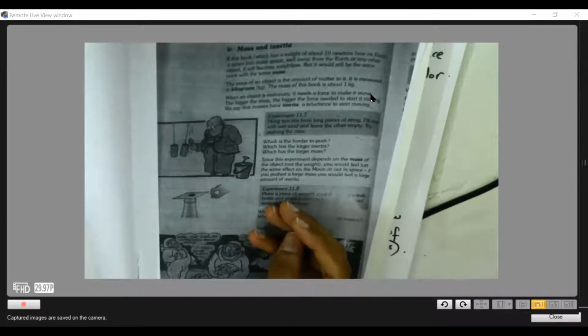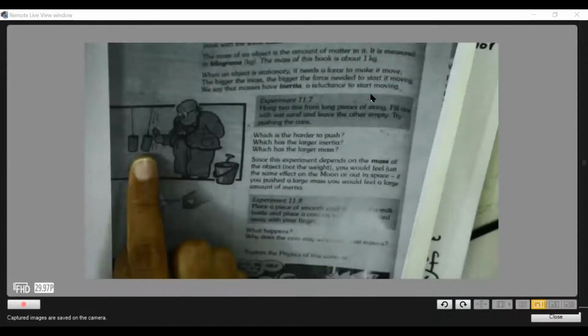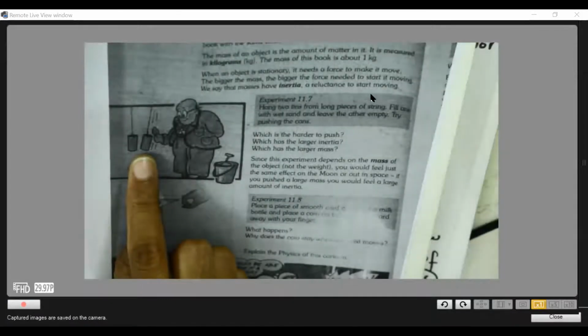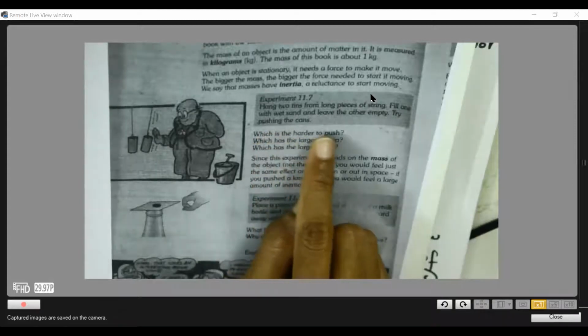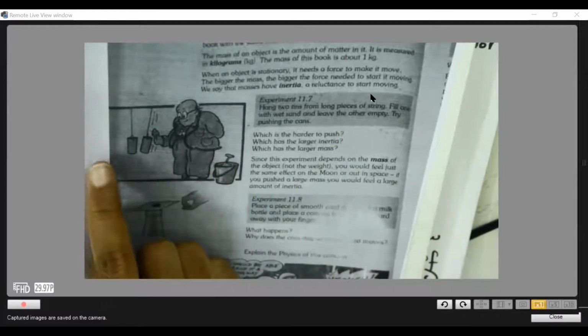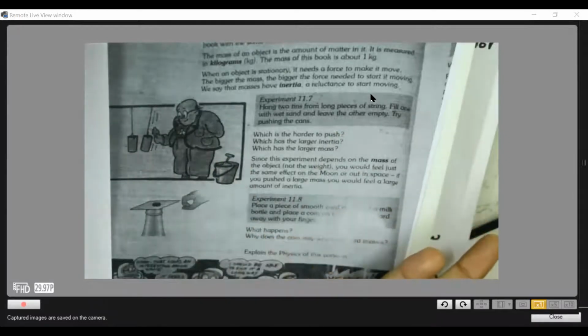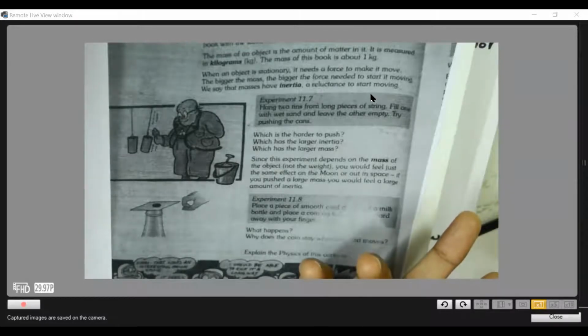I'm sorry about that. These are two cans. One is empty and the other, I think, is filled with sand or something. Now, they are asking, which is the harder to push? The empty can or the one which is filled with sand? That's common sense, right? Why? Because it has more mass, so there's more inertia.